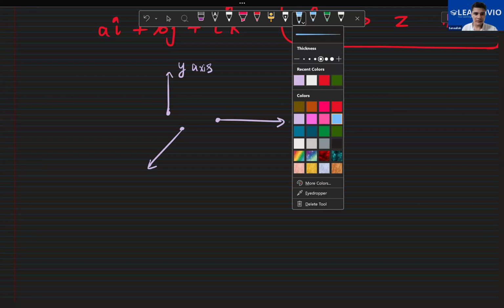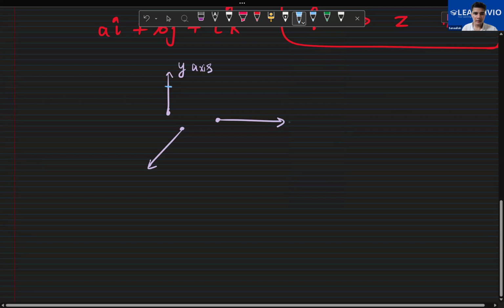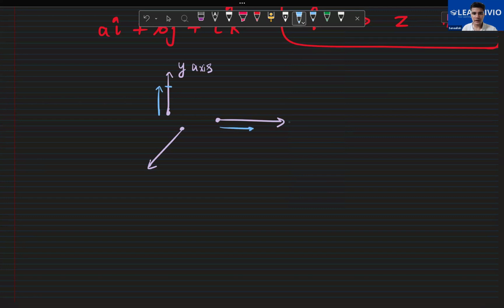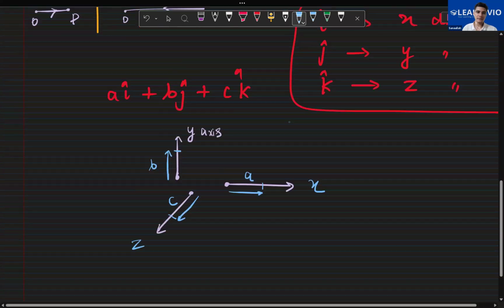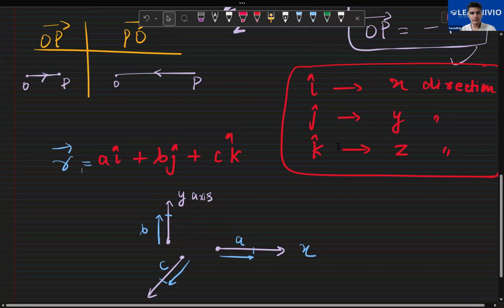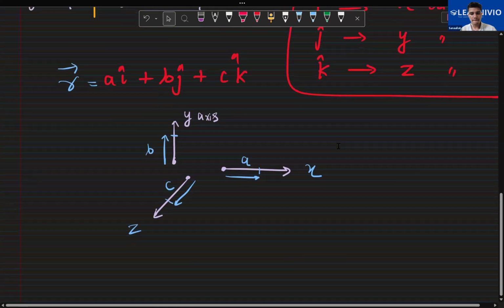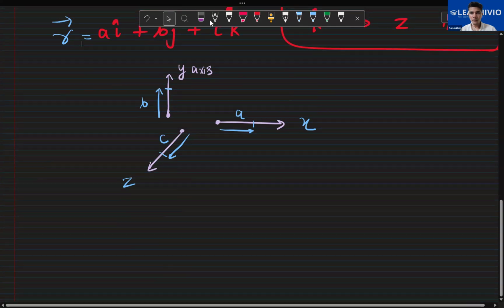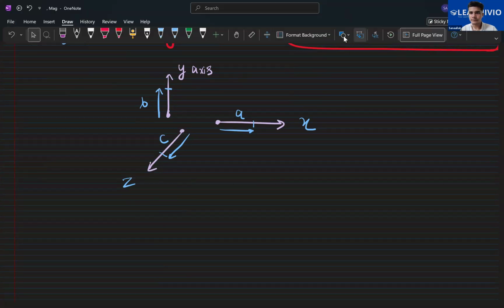Okay, so let's say you have moved till this point. From here you moved to here, that is your b. From here you moved to here, that is your a, in x direction. This is z direction, and you have moved this much on the z axis. That is your c, and this is your b. So this is basically the reference of this point, R vector. All right. Is it clear? Yes. Yes. Okay.